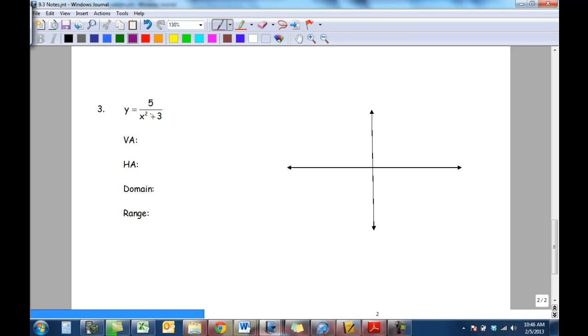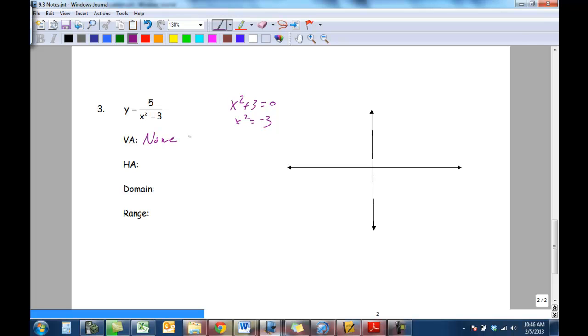What makes the denominator 0? X squared plus 3. When in doubt, let's set it equal to 0. X squared plus 3 is equal to 0. X squared is equal to -3. If I take the square root, I'm going to get an imaginary number. But we're not dealing with imaginaries right now, so is there a vertical asymptote? No, because nothing squared plus 3 is ever going to be 0. So there's no vertical asymptote.